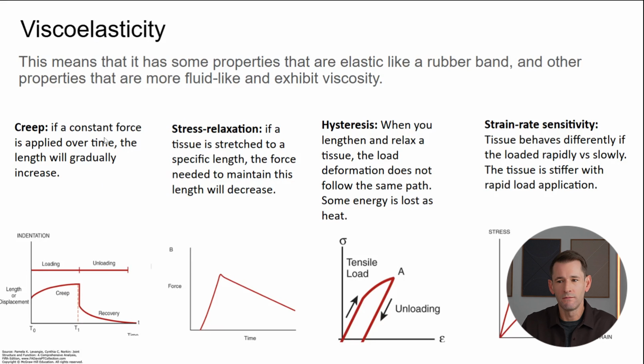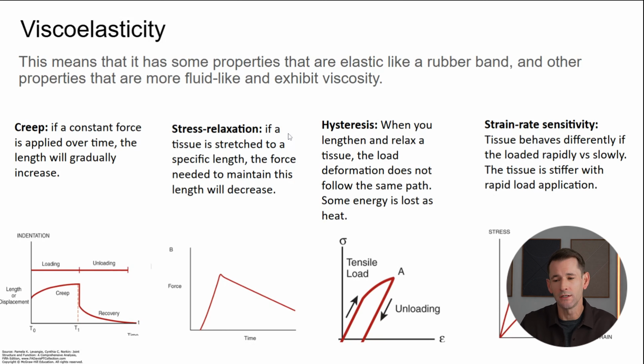So our four main viscoelastic properties: creep. If a constant force is applied over time, the length will gradually increase. Stress relaxation, a similar term, but with kind of a different implication. If a tissue is stretched to a specific length, the force needed to maintain this length will decrease. Hysteresis: when you load and relax a tissue, the slope of that curve is going to be different because some of that energy is lost as heat. Strain rate sensitivity: tissue behaves differently if I load it rapidly versus slowly, meaning that it'll be stiffer if I load it more rapidly, and it'll be more compliant if I load it more slowly.